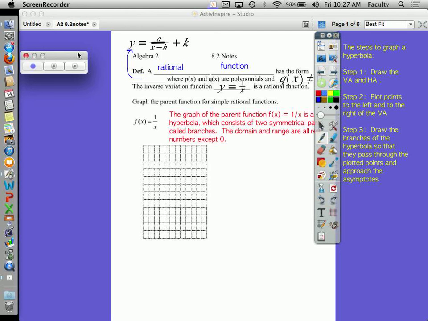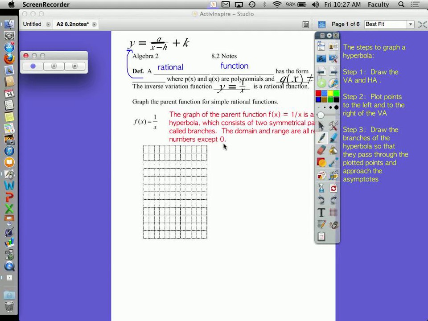Okay, here we go. We were talking about rational functions. The inverse variation function y equals 1 over x is an example of a rational function, and it's actually the parent function. So in red here, I have the graph of the parent function. It's called a hyperbola, which consists of two symmetrical parts called branches. The domain and range will be all real numbers except 0. Now this is true for the parent function.